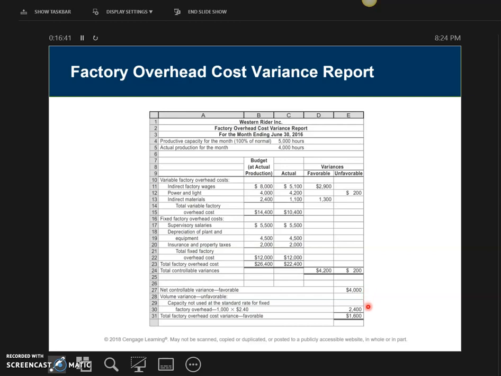Here I'm going to multiply capacity not used at a standard rate for fixed factory overhead. This is a little different, where I'm showing that I could have made 5,000, if you remember, but I only did 4,000 direct labor hours times my rate. And so this is what I end up with.